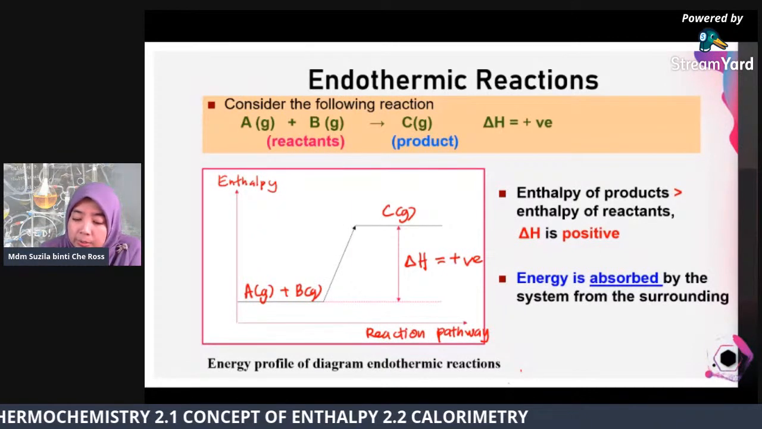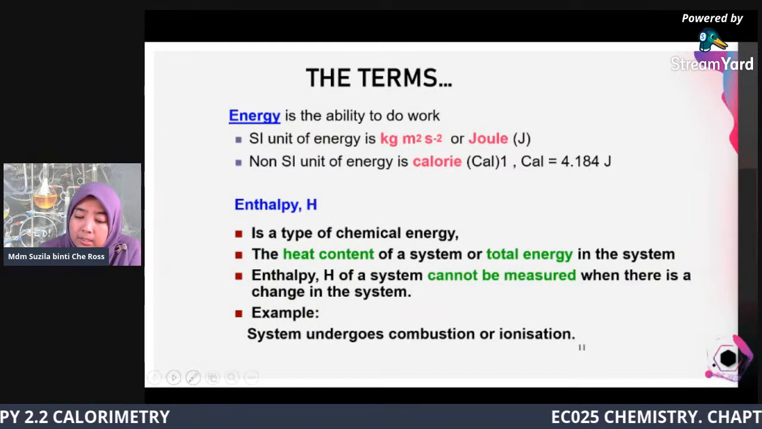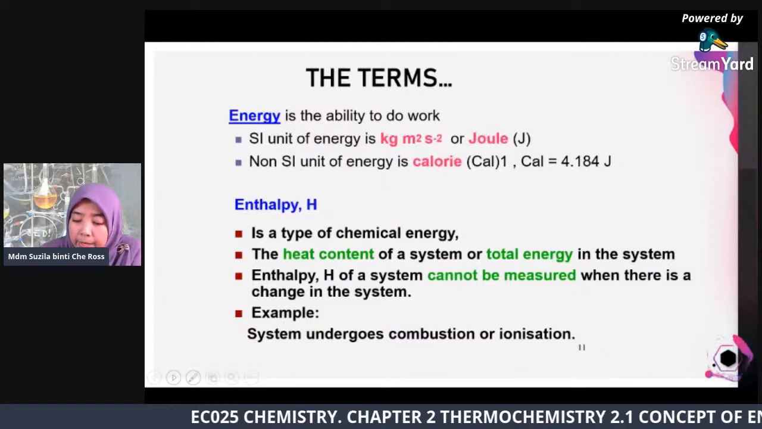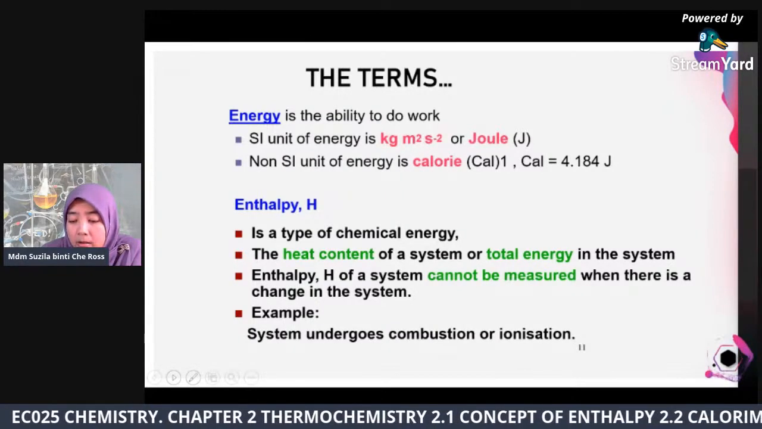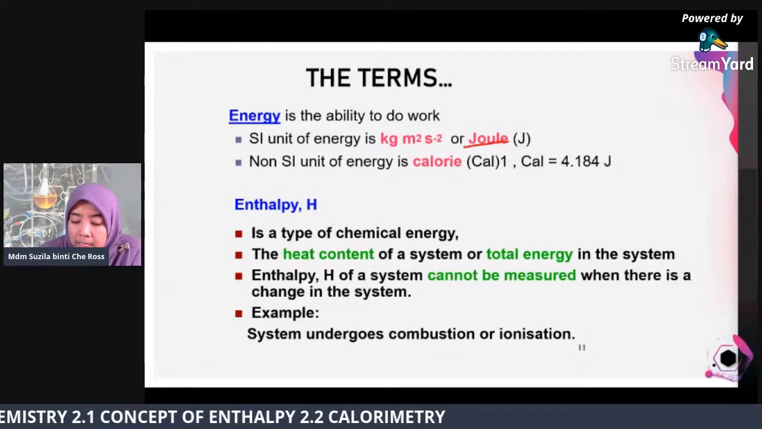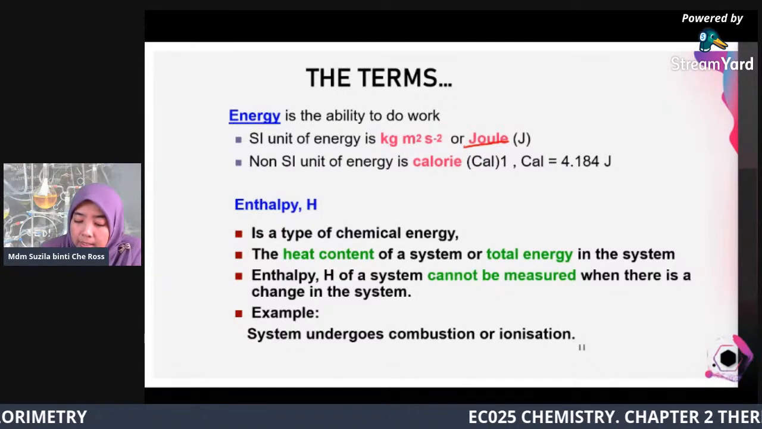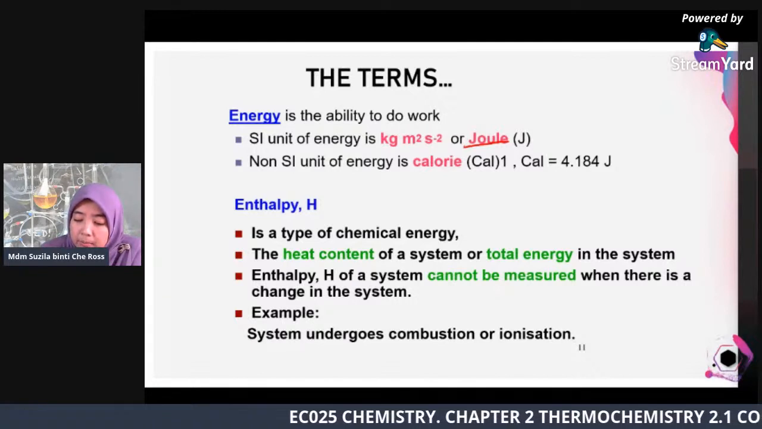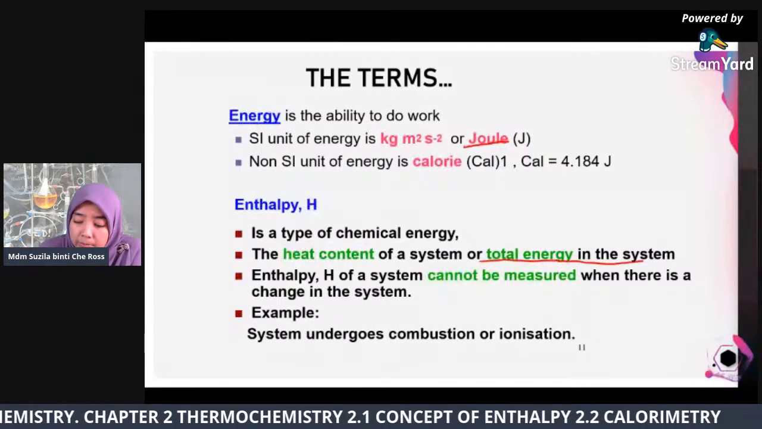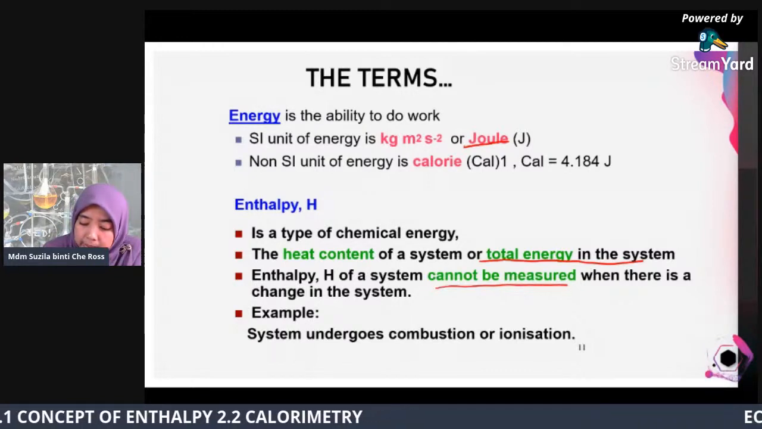Another term that you need to be familiar with in this subtopic is energy. Energy is the ability to do work, and the unit for energy is kilogram meter squared per second squared, or joule. In chemistry we normally use joule. Then enthalpy. Enthalpy is one type of chemical energy, and it refers to the heat content of a system, or the total energy in a system. The enthalpy of a system cannot be measured, so we have new terms here.